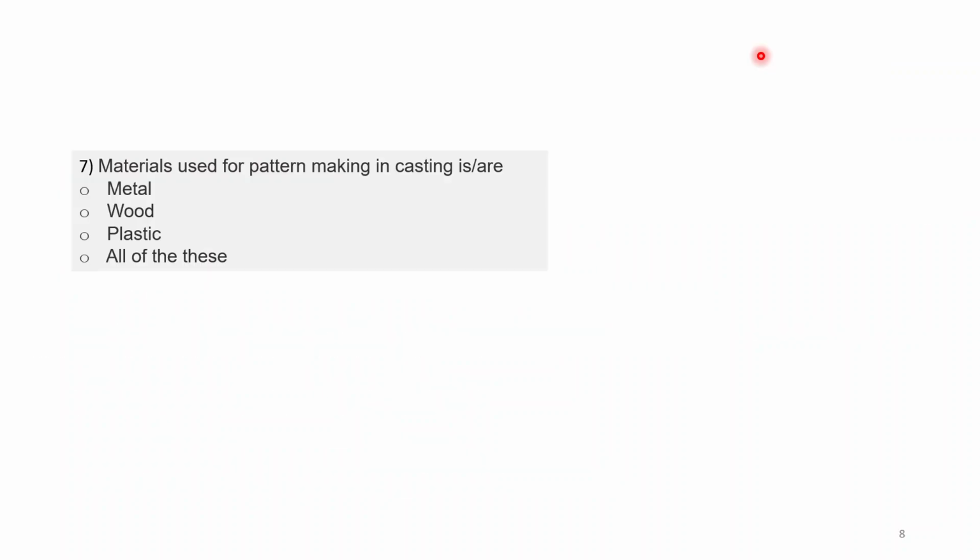Next question is, material used for pattern making in casting is or are. So the pattern is a replica of the final product that you want using casting. Okay, so it will be similar in shape to the casting, and it will be kept inside the sand mold for making the hollow cavity. Okay, it will be taken out before you pour your metal. So it can be made using metal, wood and plastic.